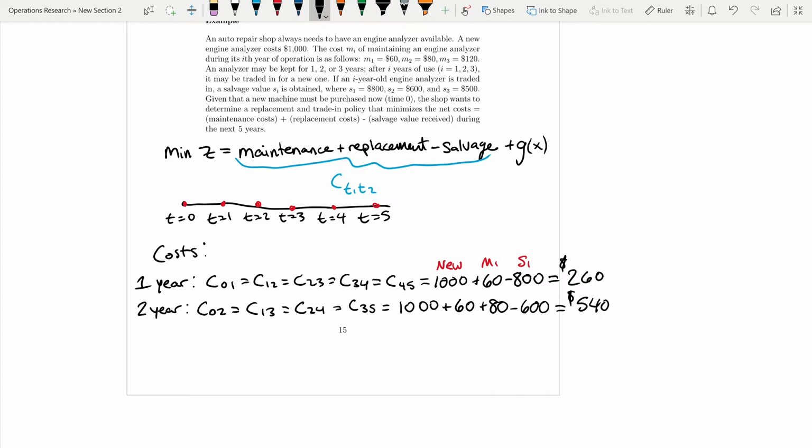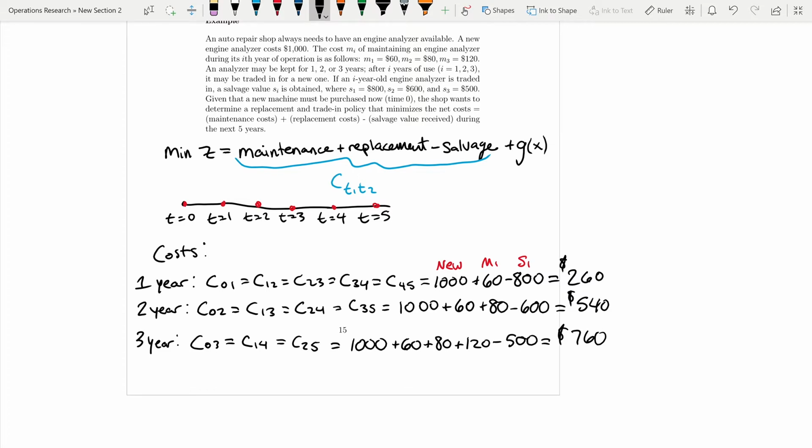And then we have 3 years as well, which is going to be from time 0 to 3, time 1 to 4, or time 2 to time 5. Once again, we have $1,000 for the machine, plus $60 for maintenance 1, plus $80 for maintenance 2, plus $120 for maintenance 3, minus the $500 salvage value, which is going to give us a net total of $760 as a cost.